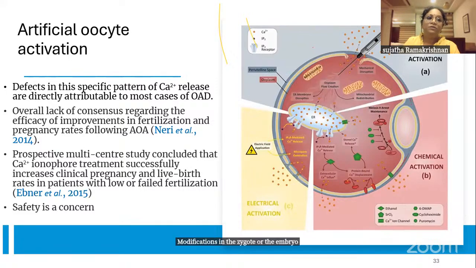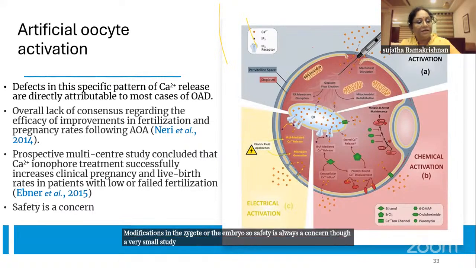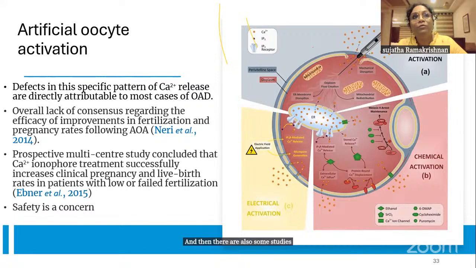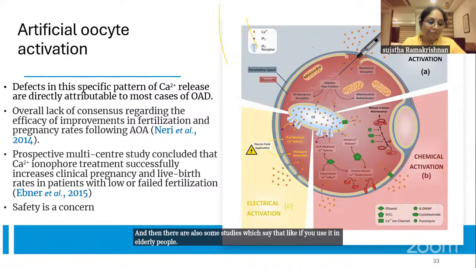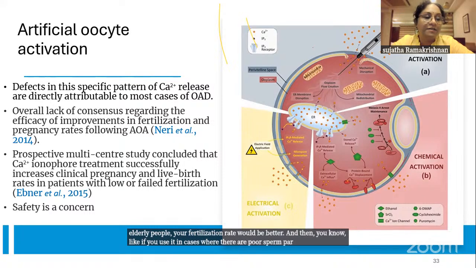So safety is always a concern, though a very small study has reported that the percentage of abnormal babies born by this oocyte activation is much lesser. But I think we have to wait for a lot of data. And then there are also some studies which say that if you use it in elderly people, your fertilization rate would be better. And if you use it in cases where there are poor sperm parameters, your fertilization rate would be better.